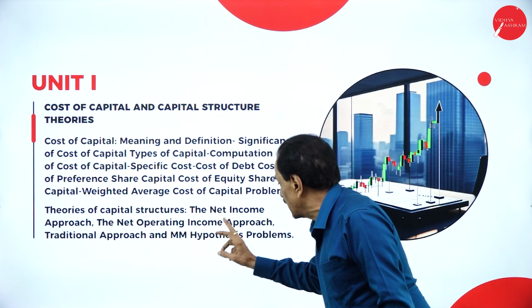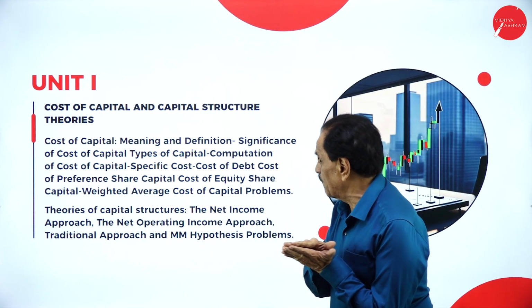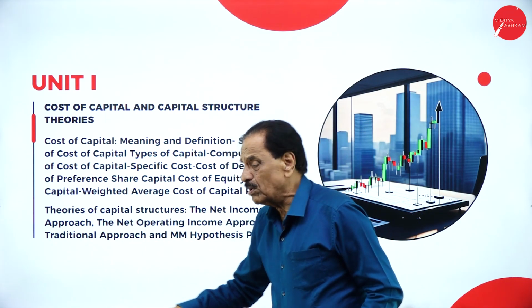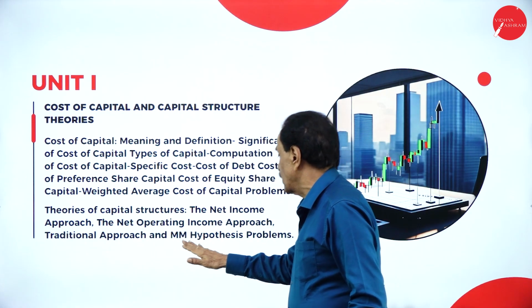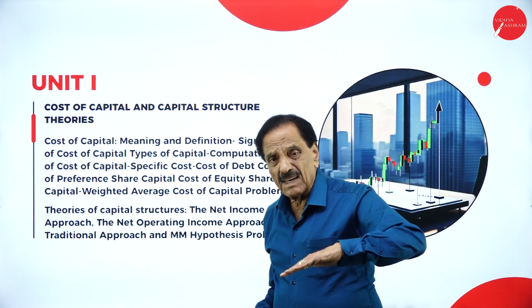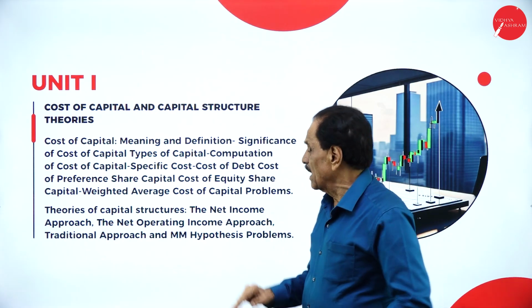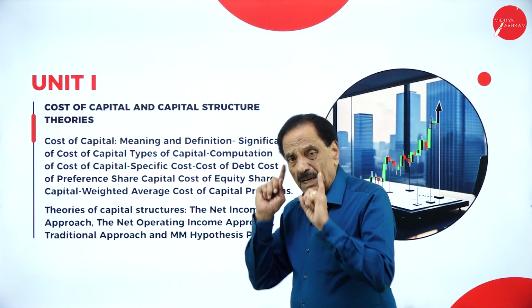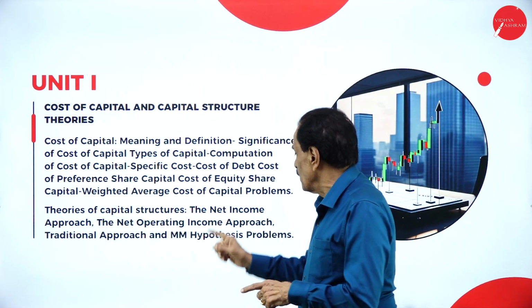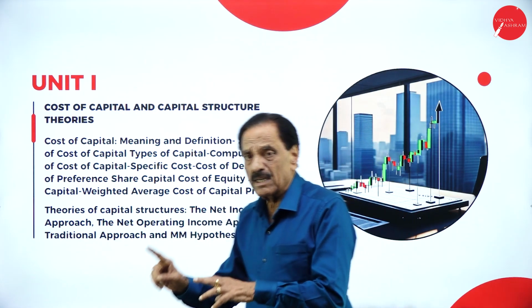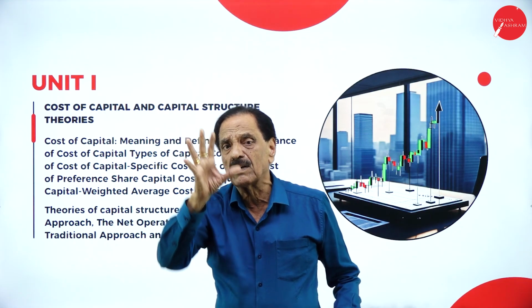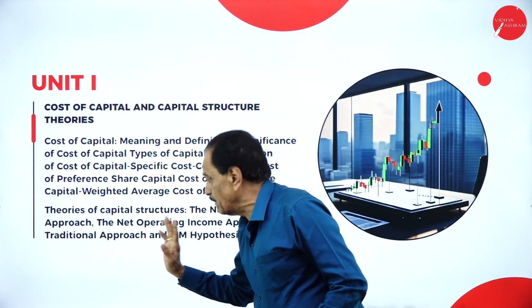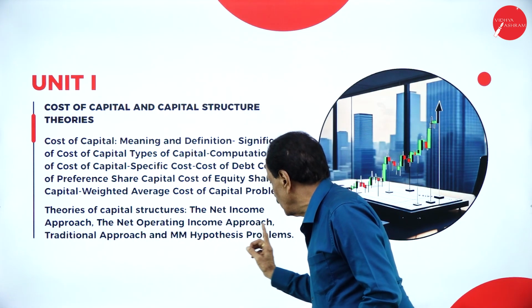Theories of capital structure: here we are going to explain the net income approach, net operating income approach, traditional approach, and the hypothesis problem. Here we are going to solve a problem for about 10 marks. How will they ask the 10 marks question? Net income approach and net operating income, they will give both. Each one will get 5 marks.